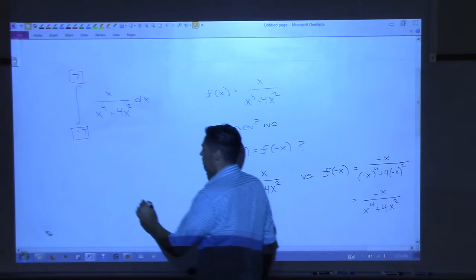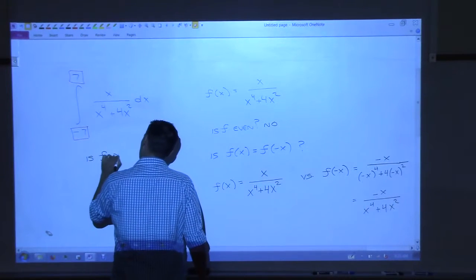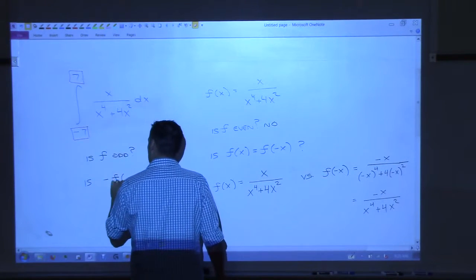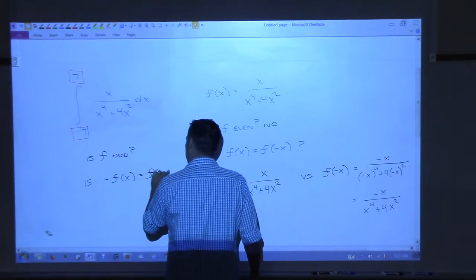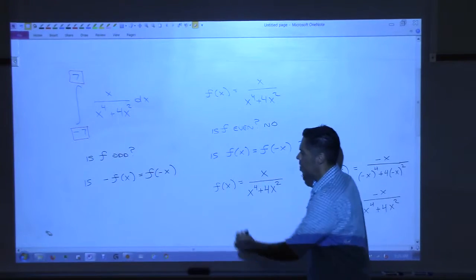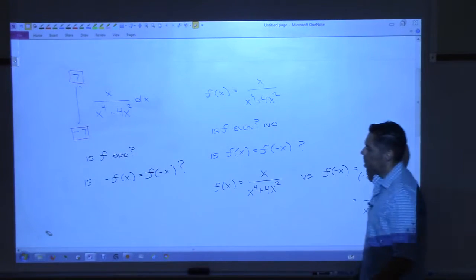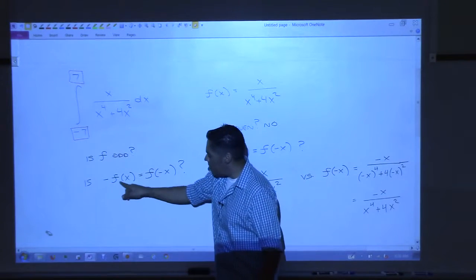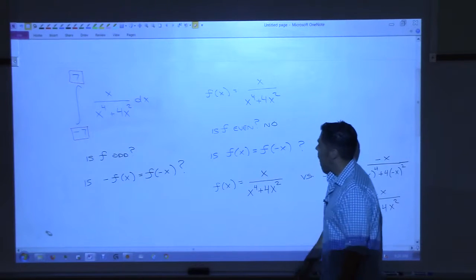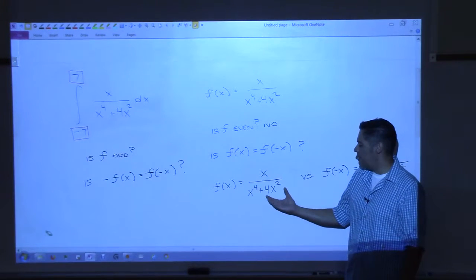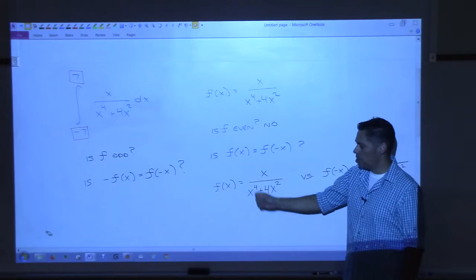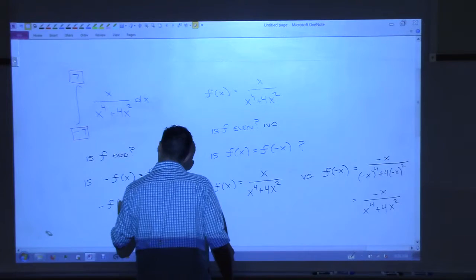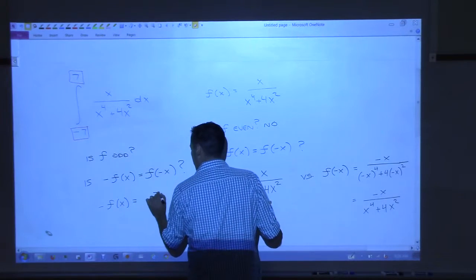So is f odd? I'm asking myself, is negative f of x equal to f of negative x? Is this true? Well, let's look at the left side. What would negative f of x be? Well, that's f of x, so if I make it negative, I just need to put a negative out front. So negative f of x is, I'm going to put the negative out front, but then I'm going to slide it to the top.